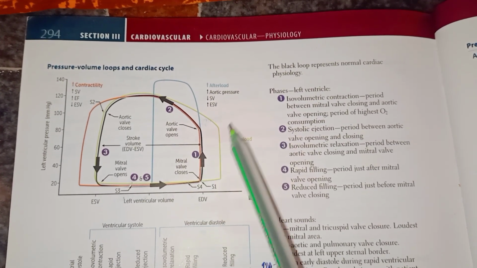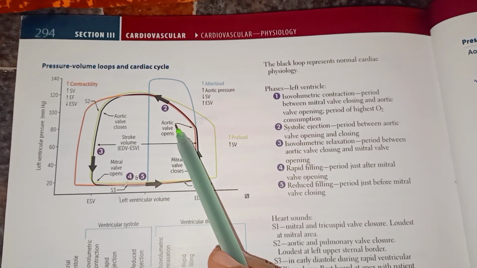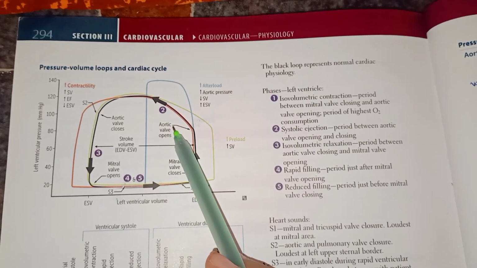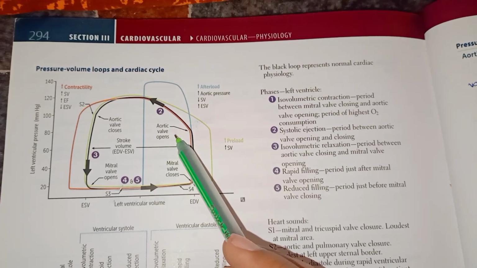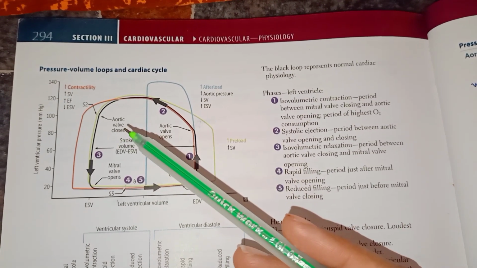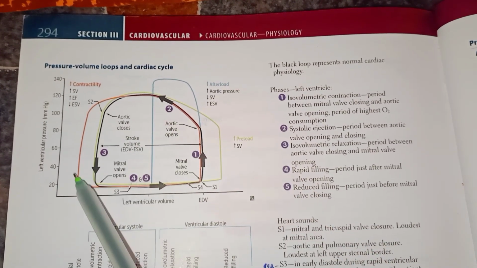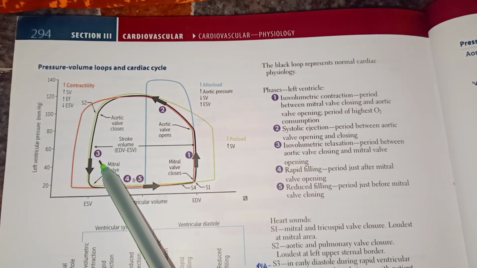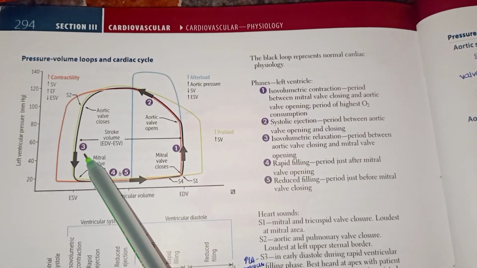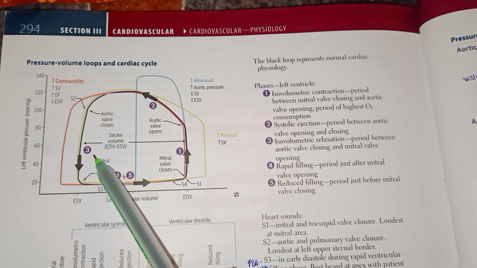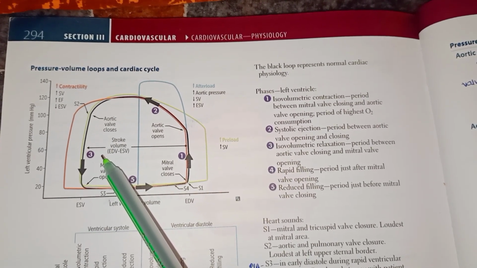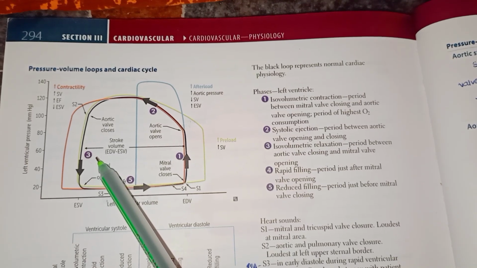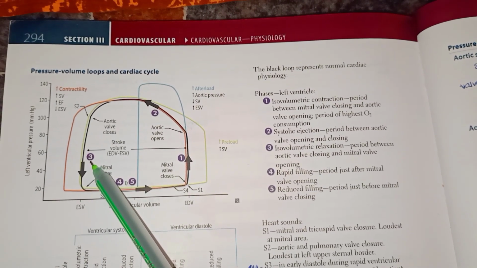towards the aorta. The second step is systolic ejection. It is the period between the aortic valve opening and closing. The aortic valve is opening here so that the blood is ejected out into the systemic circulation. The third point represents isovolumetric relaxation. That is the period between aortic valve closing and the mitral valve opening, because the blood from the left atrium should be coming to the left ventricle. So the mitral valve is opening here.